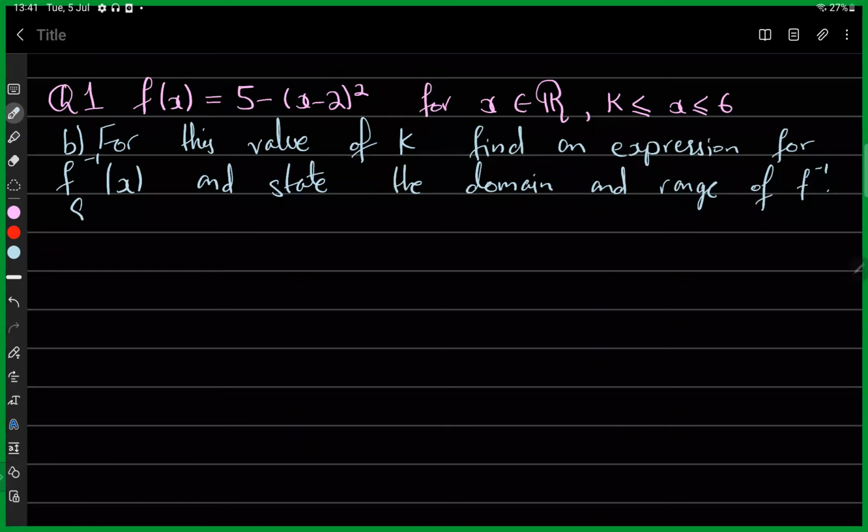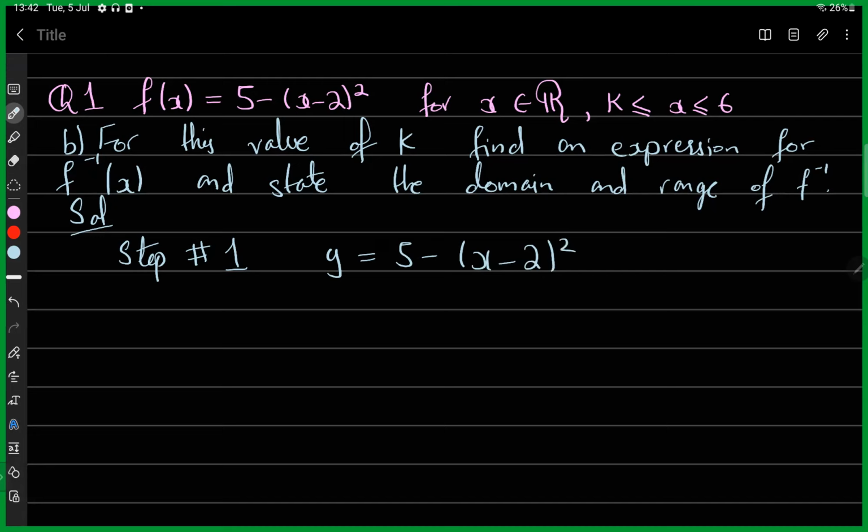Let's talk about the solution. Now I will work on finding the inverse function. For the inverse function, again, step one was writing y instead of the function's name. So I will be writing y instead of f of x. So it is y equals 5 minus (x minus 2) whole squared. This is going to be the first step.